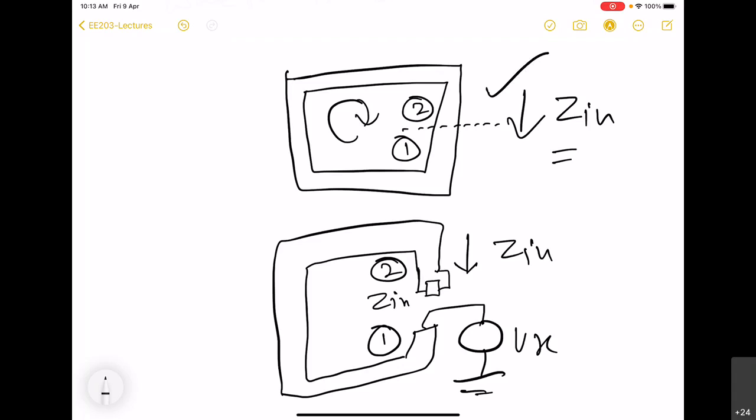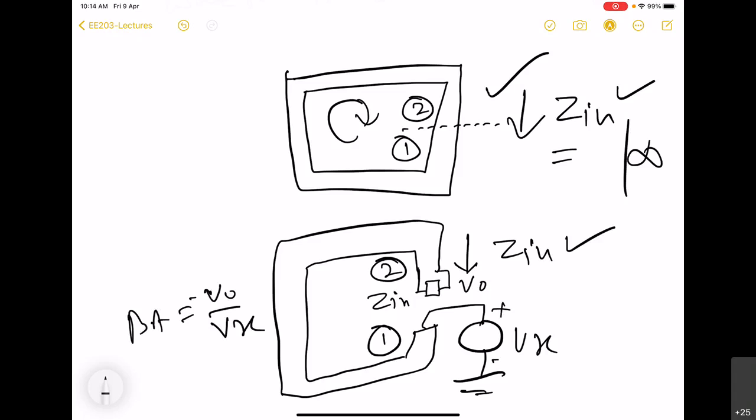So to keep things simple, we try to break the loop at a location where Zin is infinite, but as I pointed out, it is not mandatory. If you're not able to identify a location where Zin at the point where you want to break the loop is infinite, then you just find out the input impedance looking into node 1, and then at node 2 you put this input impedance, and then you can connect your Vx. So this is where you will get VO, and beta A here is also going to be VO by Vx.